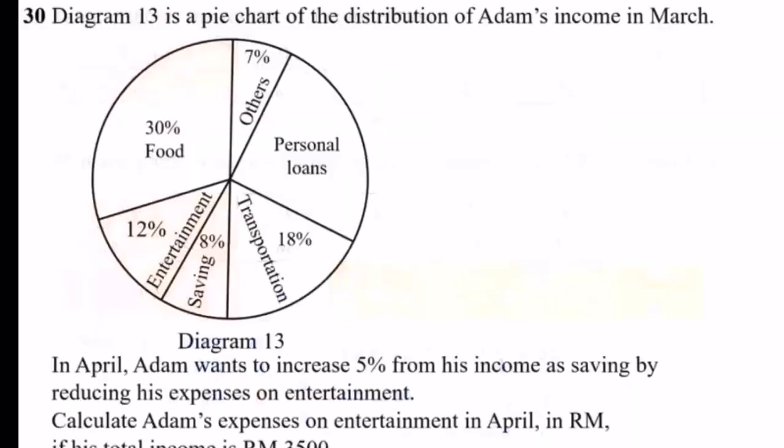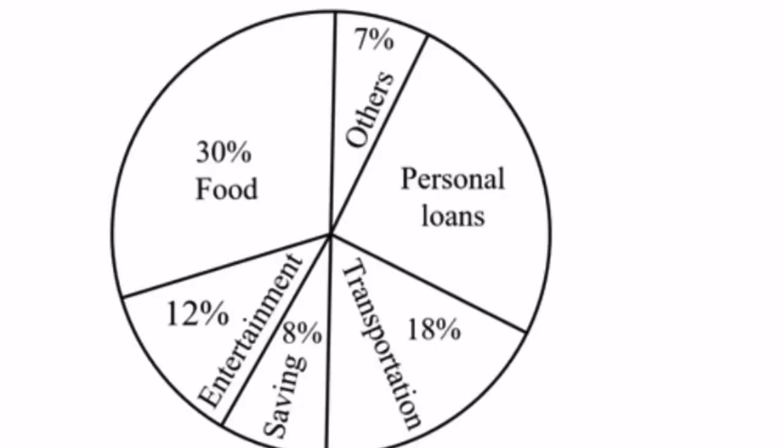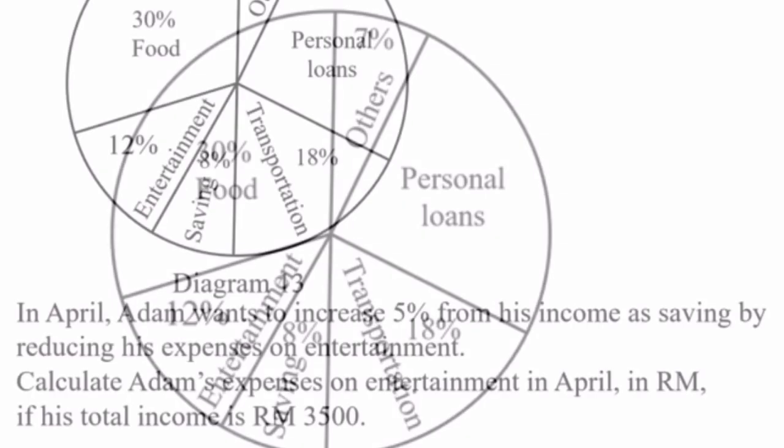Now let's proceed to question 30. Diagram 13 is a pie chart of the distribution of Adam's income in March. Let's have a look at the pie chart. The pie chart shows food 30%, entertainment 12%, savings 8%, transportation 18%, personal loan is not given, others 7%.